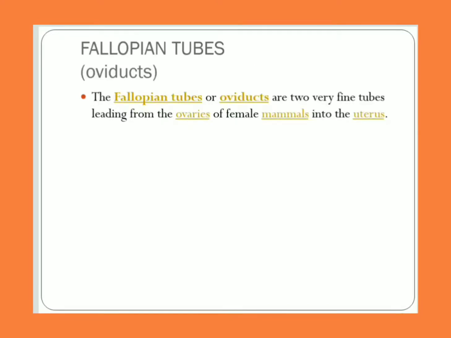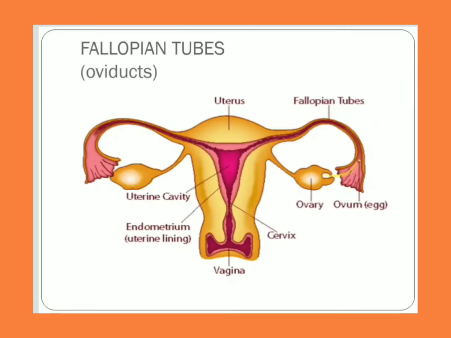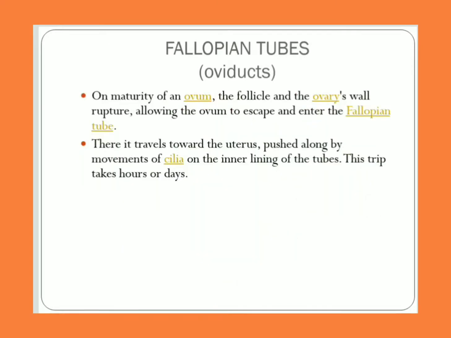So next, fallopian tubes or oviducts. The fallopian tubes or oviducts are two very fine tubes leading from the ovaries of the female to the uterus. So here you can see the fallopian tubes, which are connecting to the ovary and are divided into the infundibulum, which contains the finger-like fimbriae that will bind to the ovary, and also the ampulla and isthmus. Actually, these are the regions where fertilization will take place.